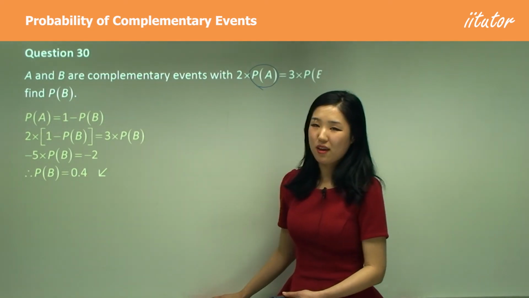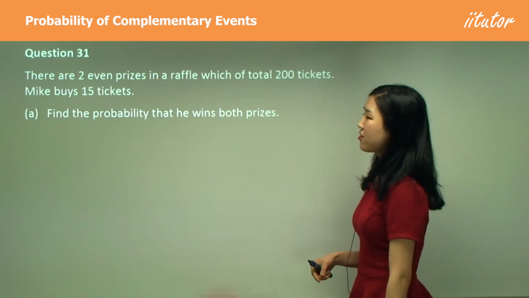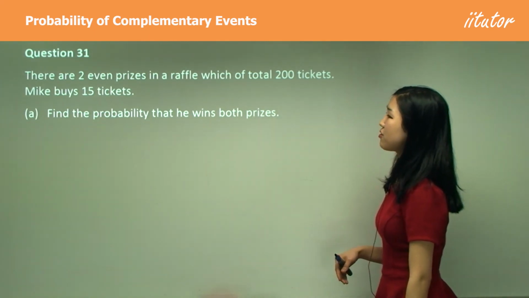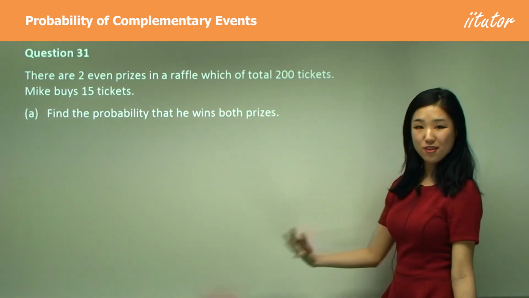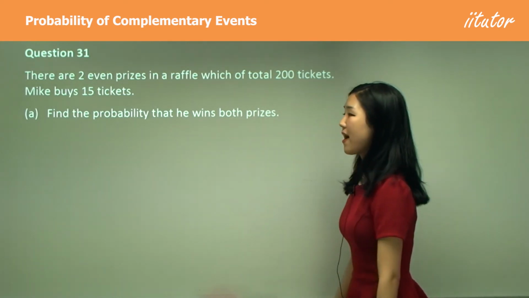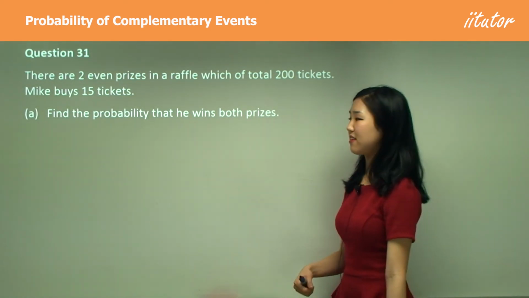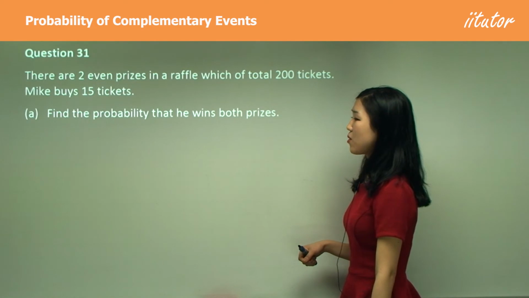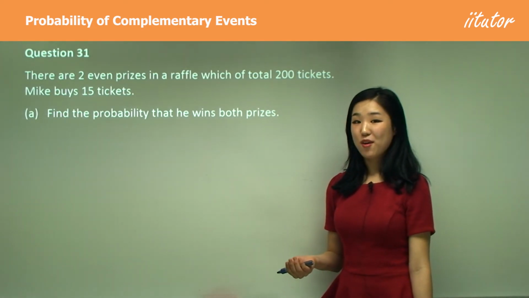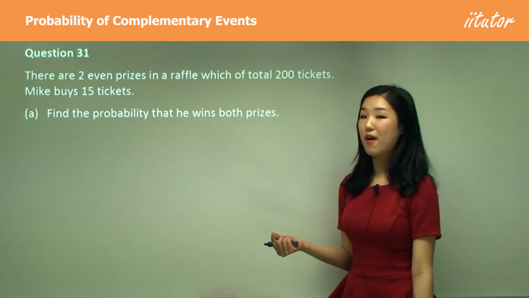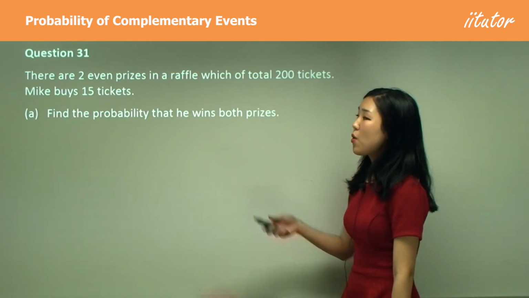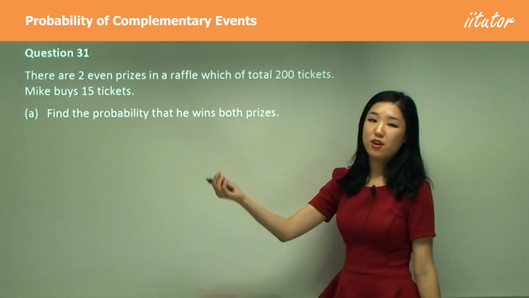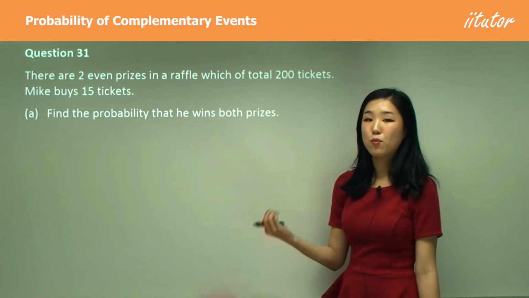I found PB. 31. There are 2 even prizes in a raffle which have total 200 tickets. There's 200 tickets in total. And Mike buys 15 out of that 200 tickets. So find the probability that he wins both prizes. So if he's really lucky, he can win the 2 prizes. What is that probability? Well, 15 out of 200 is the probability that he will win a prize.